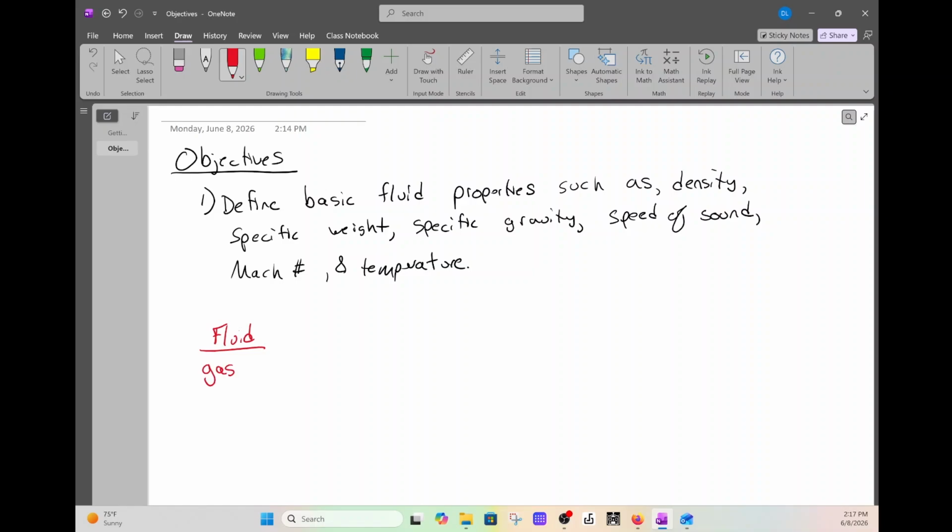It's a gas or a liquid. So it could be air, it could be water. Okay, so gas or liquid.